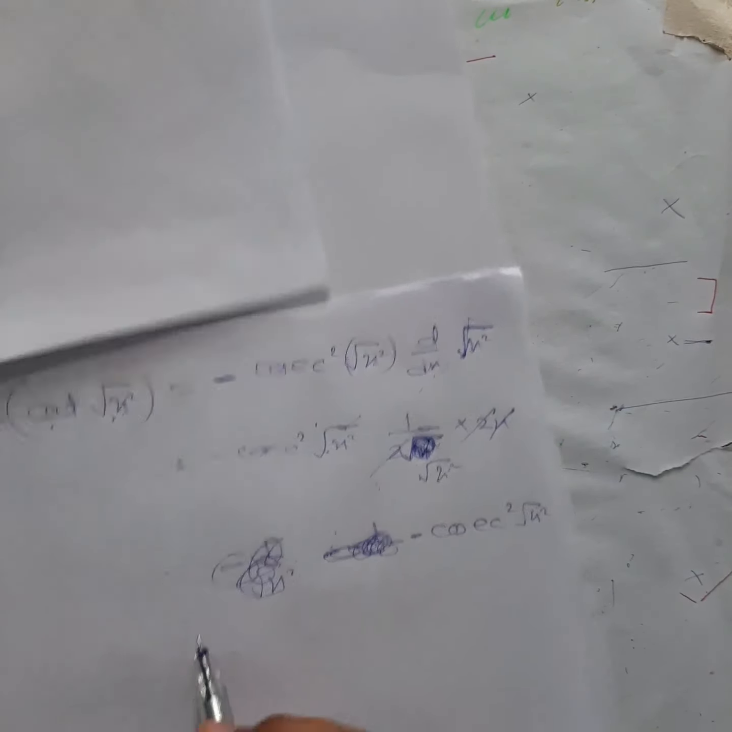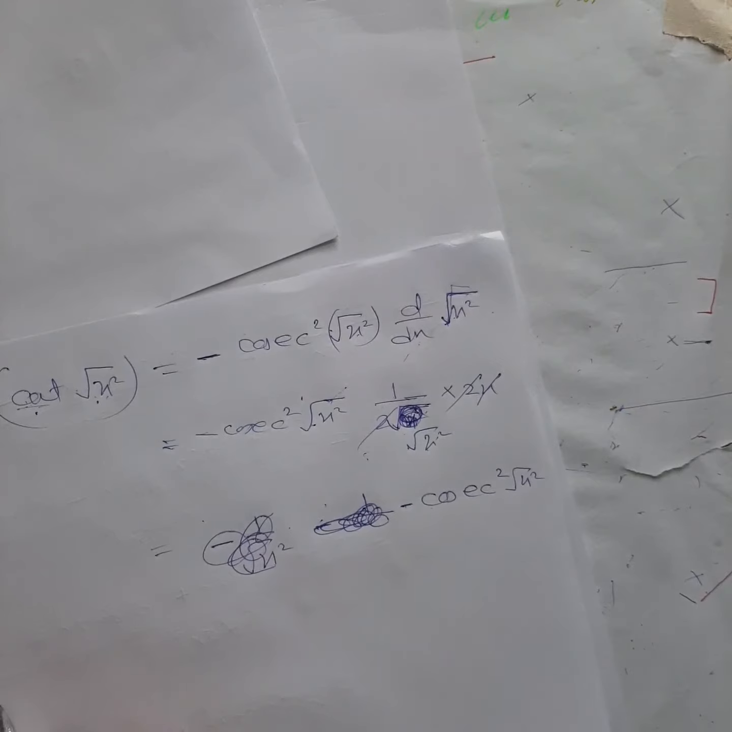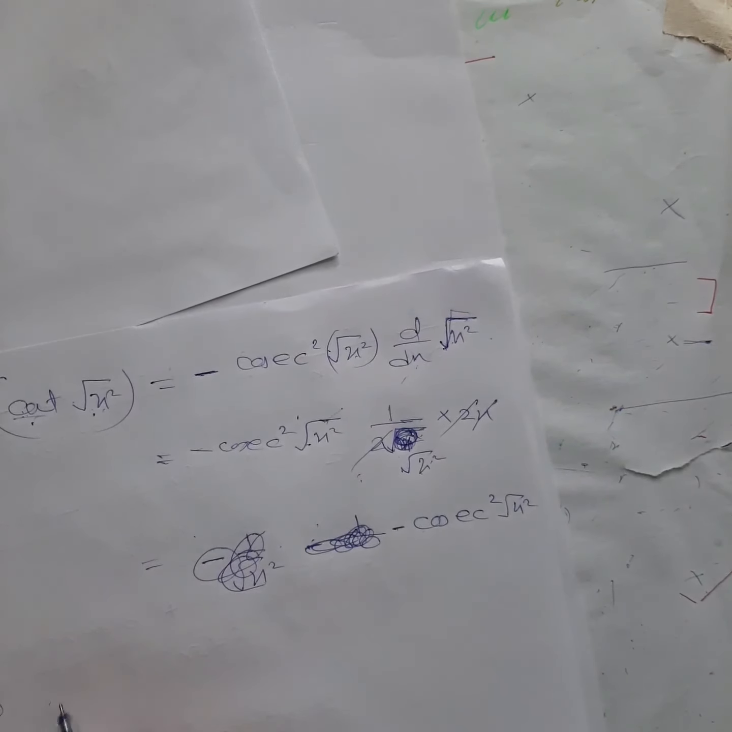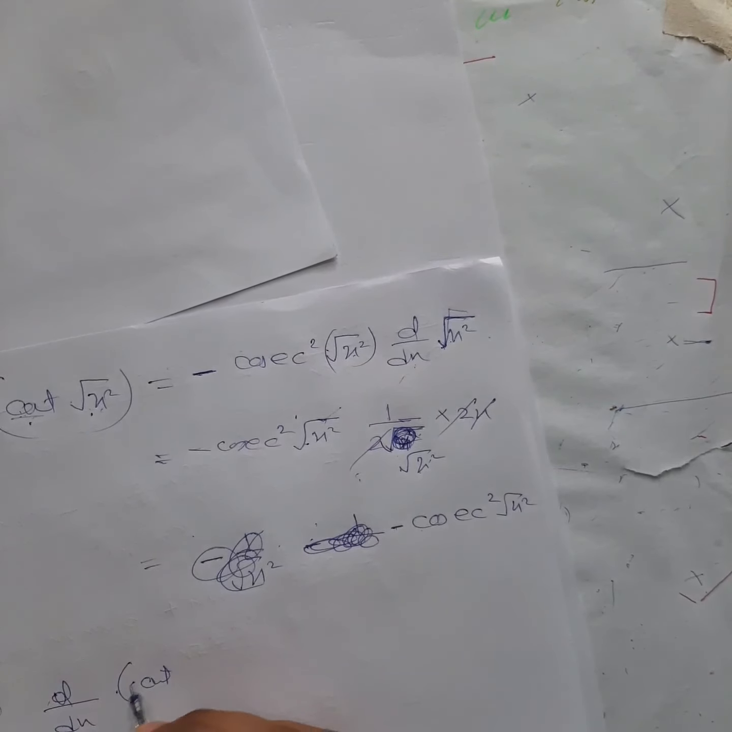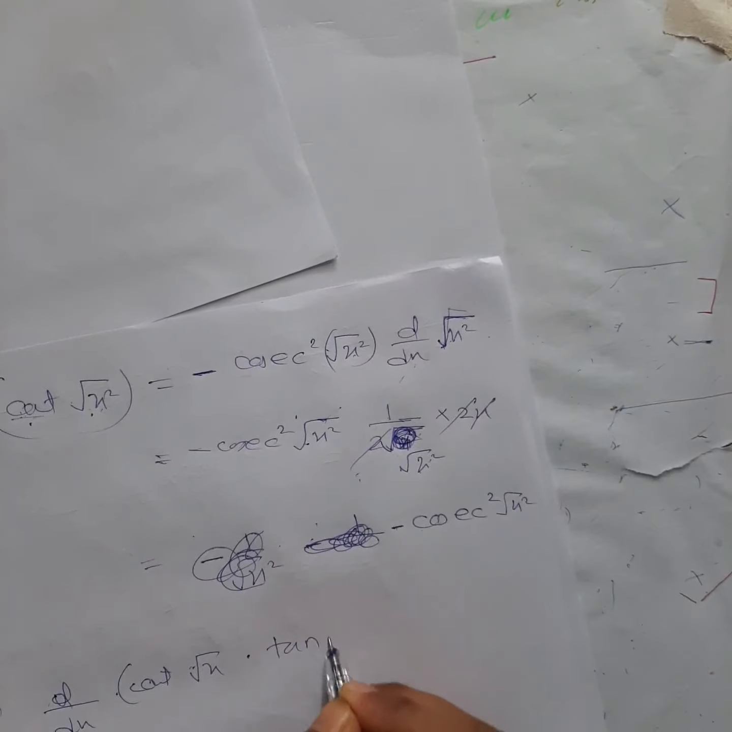So next question number 8. dy by dx. What is your y? Cot root x dot tan x cube.